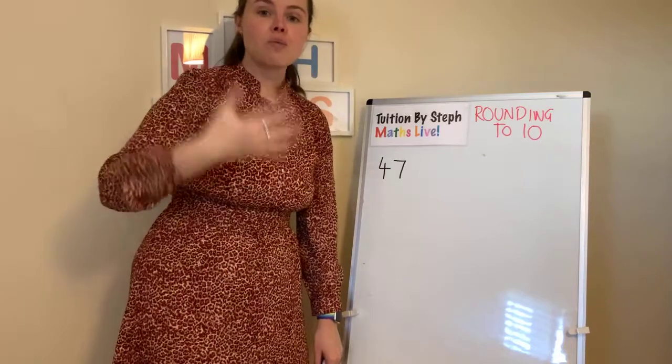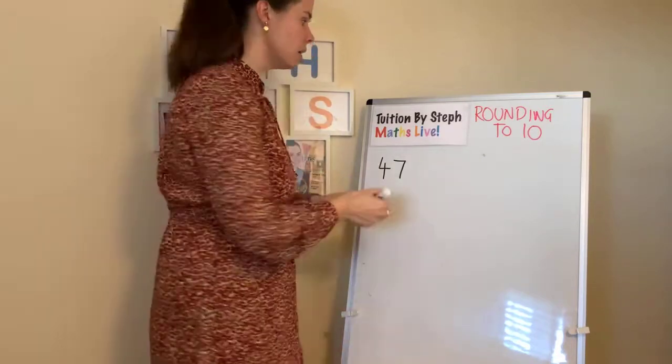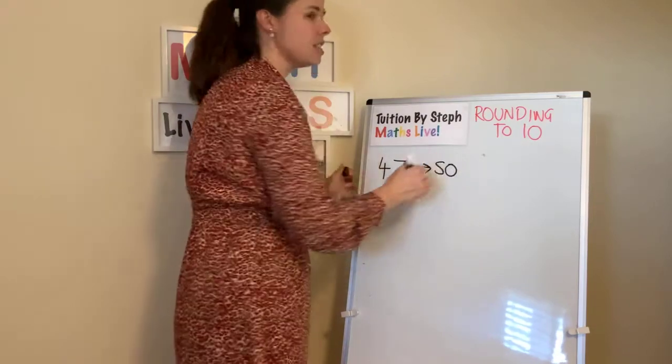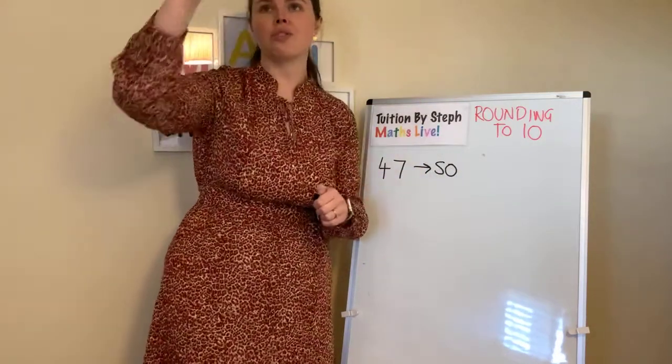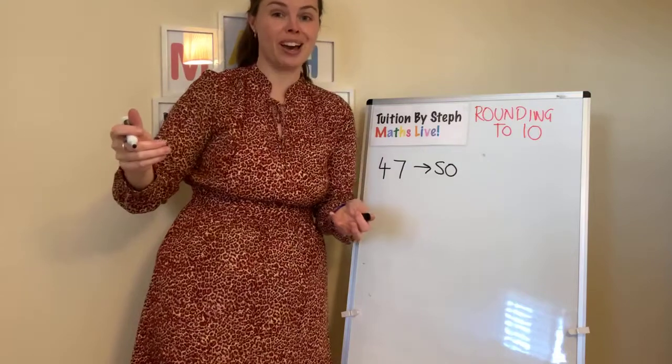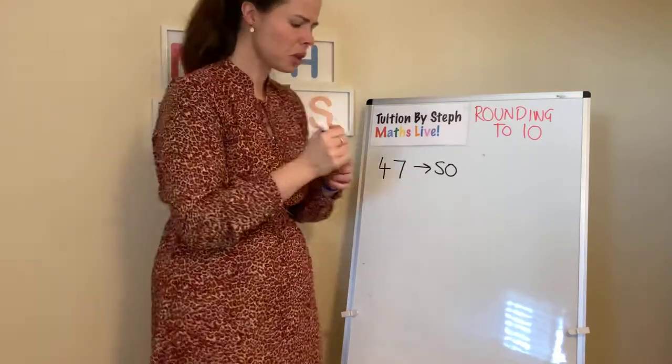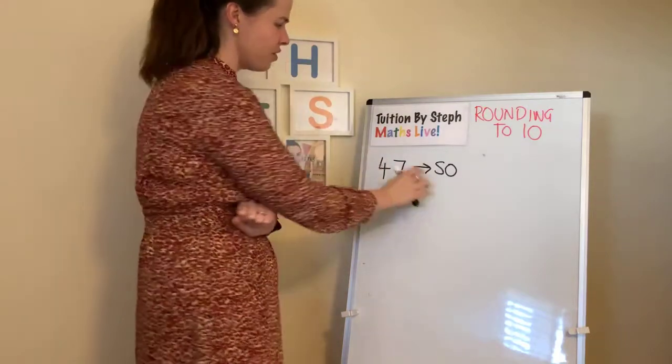Round it. If you round it to the nearest 10, which is 50, and I'll explain why in a minute, it's easier going 50, 50, 50, 100, 150, 200. That's much quicker of doing 4 lots of 50 than 4 lots of 47. But why is 50 my answer?